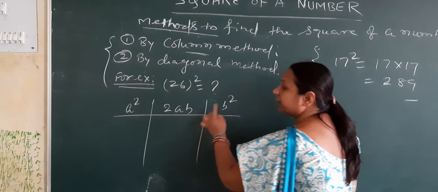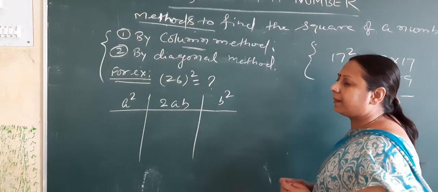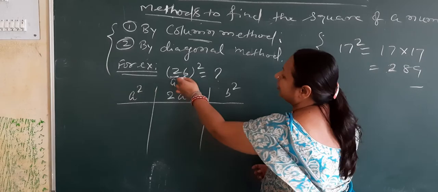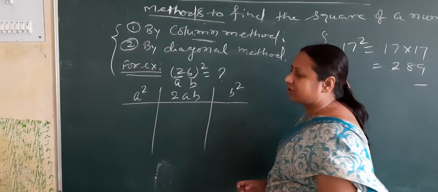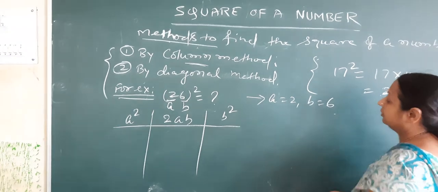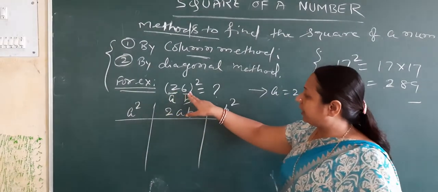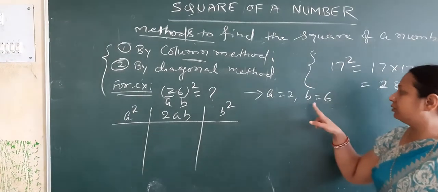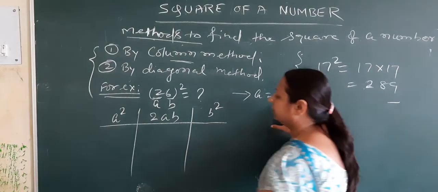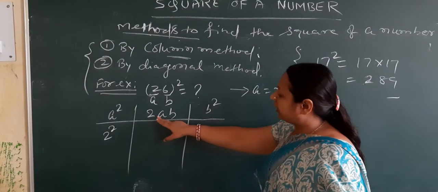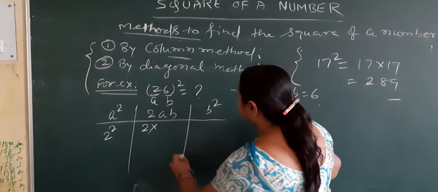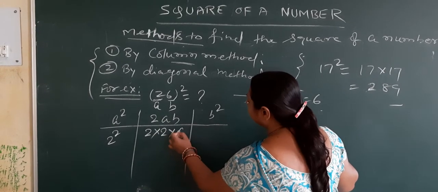So, what is a and what is b? A is the tens place digit of the number and B is the ones place digit of the number. So here A equals 2 and B equals 6. Now A square: what is the value of A? 2, so 2 square. Then 2AB, 2 into A into B. In place of A, write 2, and in place of B, put 6.